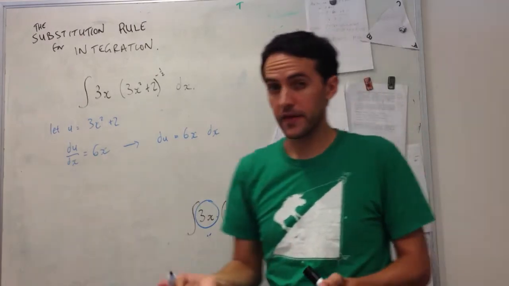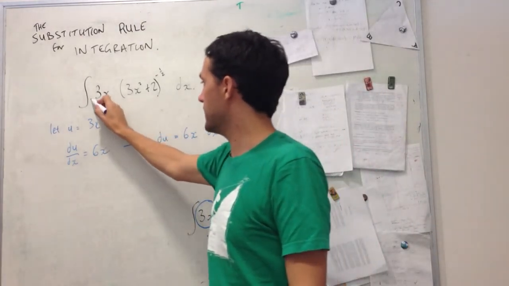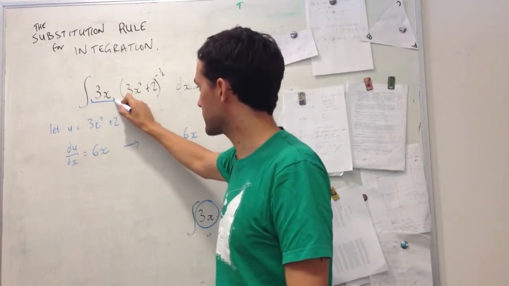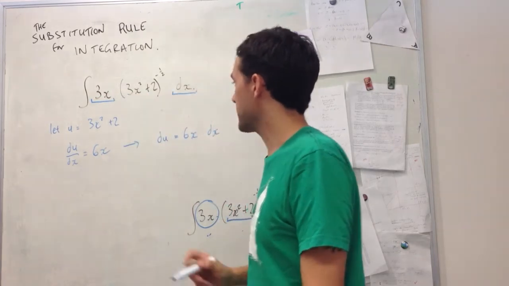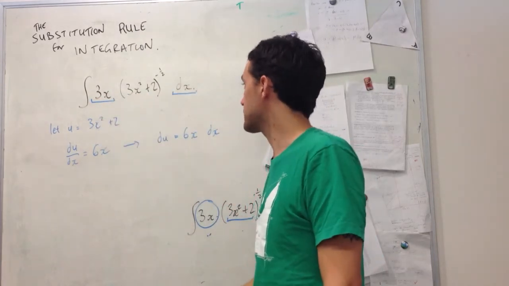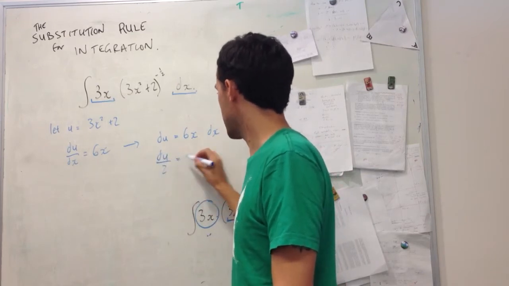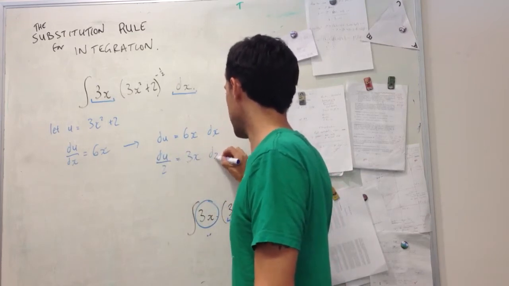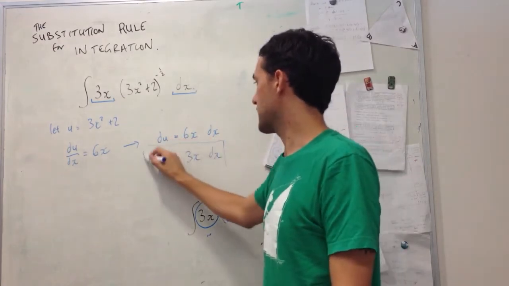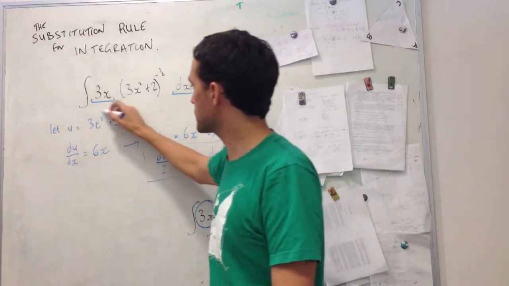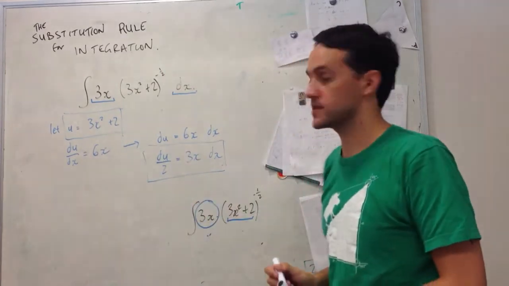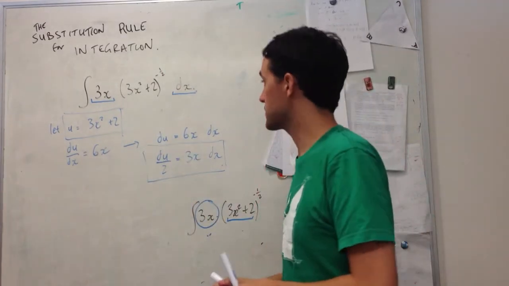Or sometimes what I like to do is replace these bits here so I can try to get it in terms of this 3x here. So I can say du on 2 equals 3x dx. That's how I like to do it anyway. So I have these two sets of substitutions that I can make into this original integral.